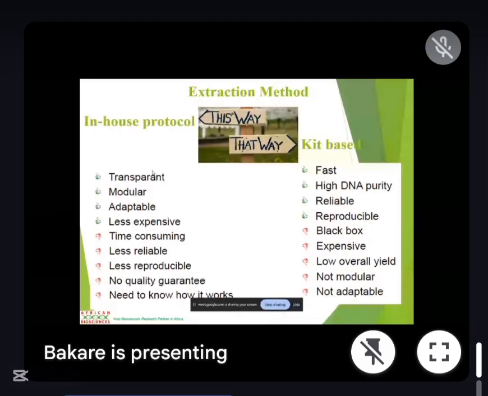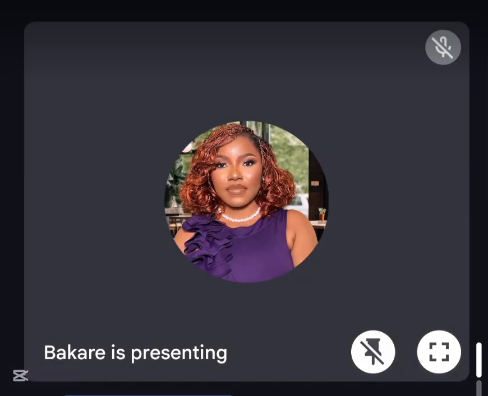Kit based is very fast. When you want to extract 10 samples, it depends on your know-how as well. But at least even for a beginner, if you want to extract say 10 samples, it should not take you less than an hour if you really know what you are doing. The only thing that consumes time in kit based is the centrifugation. You centrifuge a lot when you use a commercial kit.